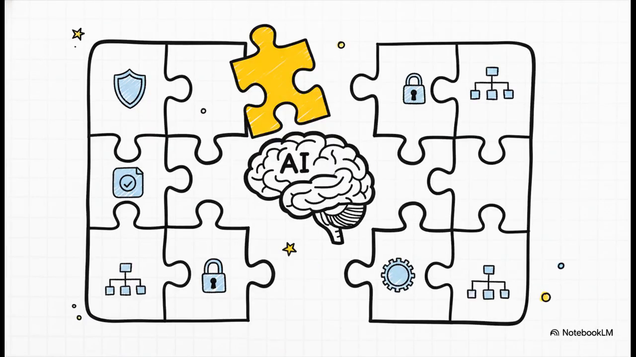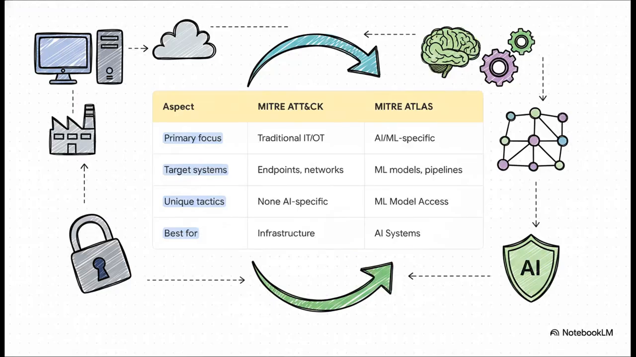So, by process of elimination, that leaves us with the correct answer, A, MITRE Atlas. And this makes perfect sense, right? Atlas stands for Adversarial Threat Landscape for Artificial Intelligence Systems. It was literally, and I mean literally, created to fill all those gaps we just talked about. It's designed from the ground up to do one thing: catalog threats against AI and machine learning systems. It's the perfect fit.